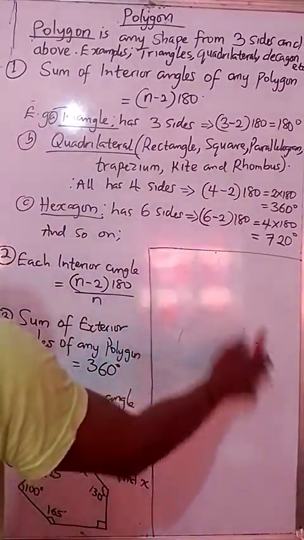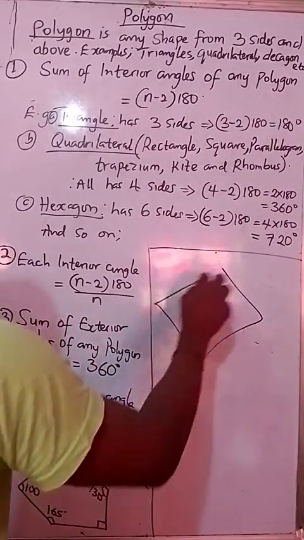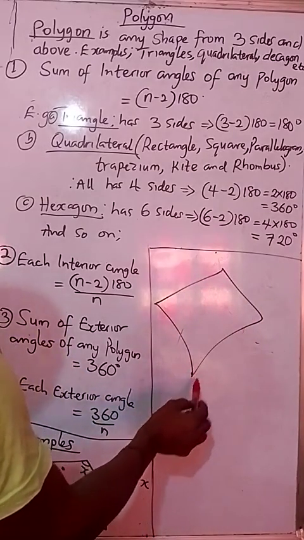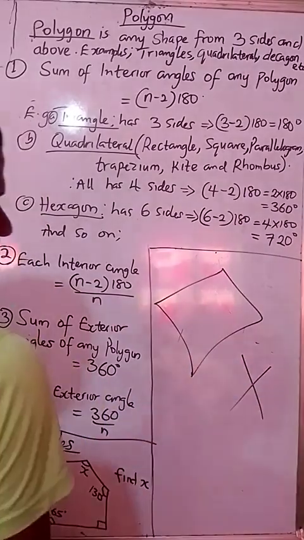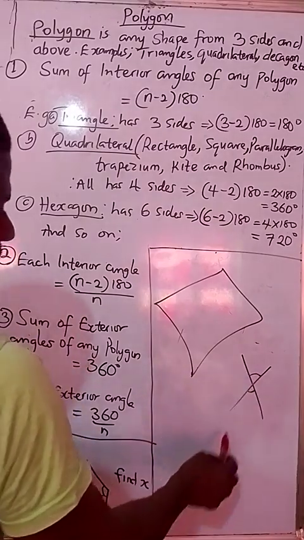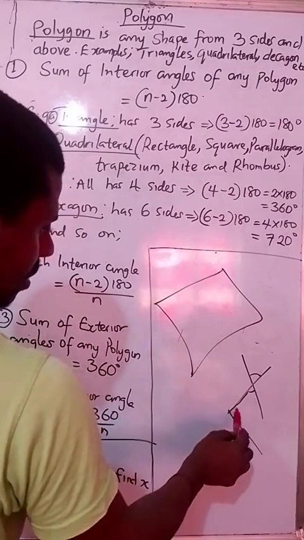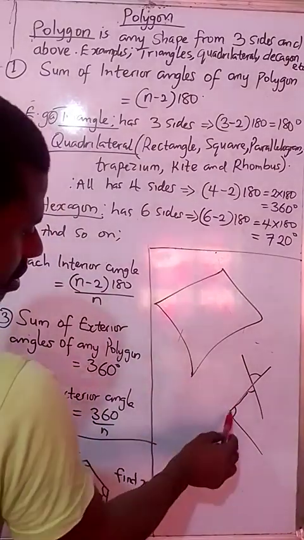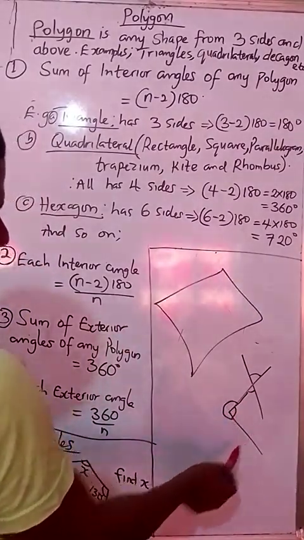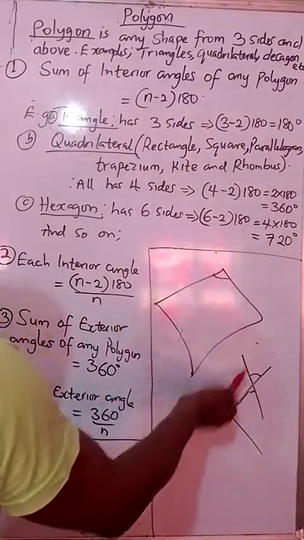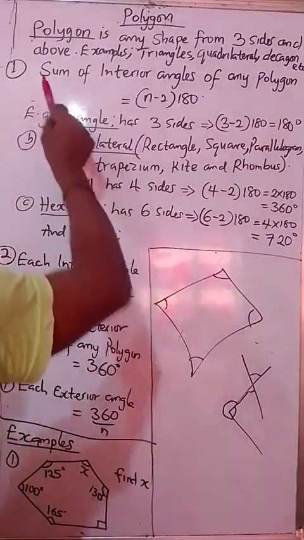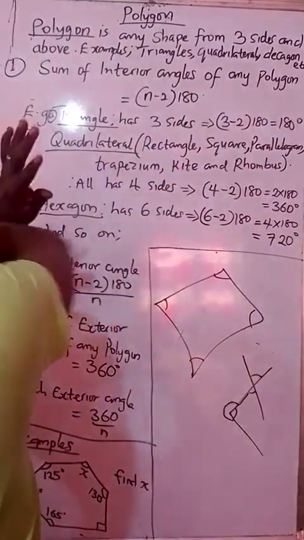So when they say interior angles, for example, if I have something like this, remember these two lines meet here. I can call this an angle. This is also an angle. If I draw another one, this is an angle. I can also say this is an angle because the full line meets here, but it's on the outside. So this is interior: inside, inside, inside, inside. So it says sum of interior angles of any polygon.